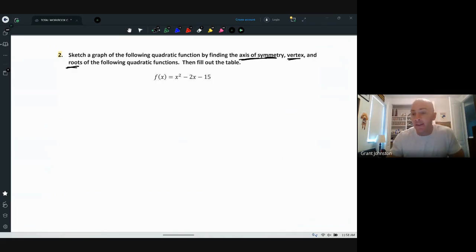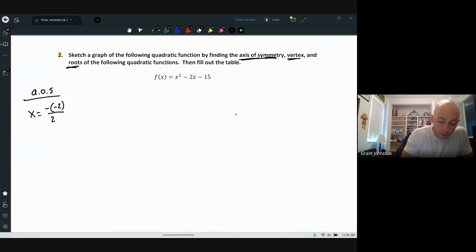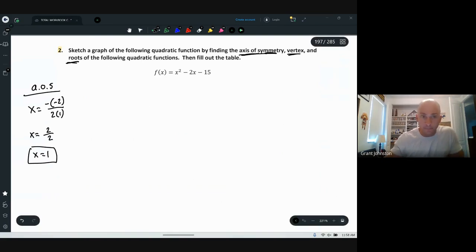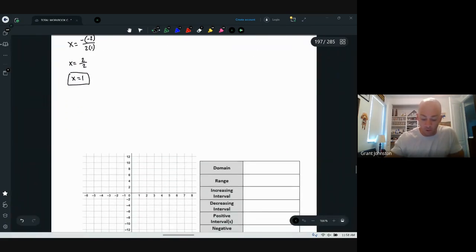So to first find the axis of symmetry, it's negative b over 2a. So I'm going to write AOS just for axis of symmetry, so you know what I'm doing. Negative b over 2a. So it's going to be negative negative 2 over 2 times 1. And this is more or less review, so I'm going to go with a little bit of speed. So that would be positive 2 over 2, which is 1. So the axis of symmetry is at 1, so that's going to be important. So let me draw that.